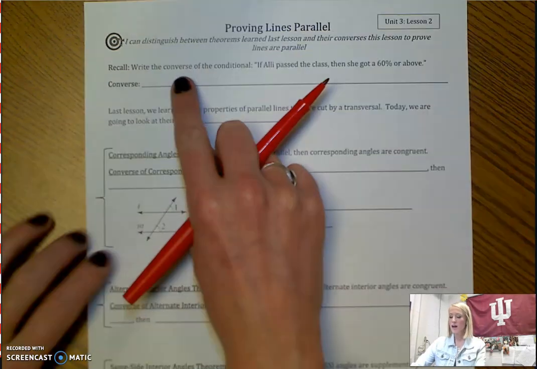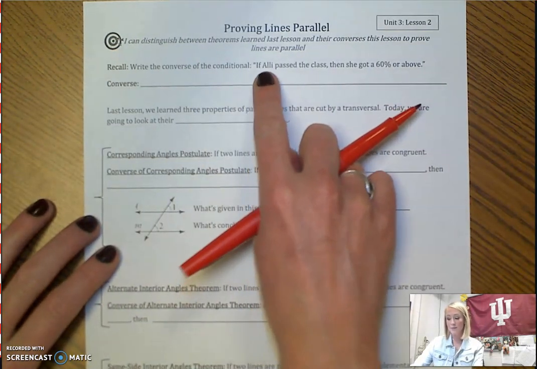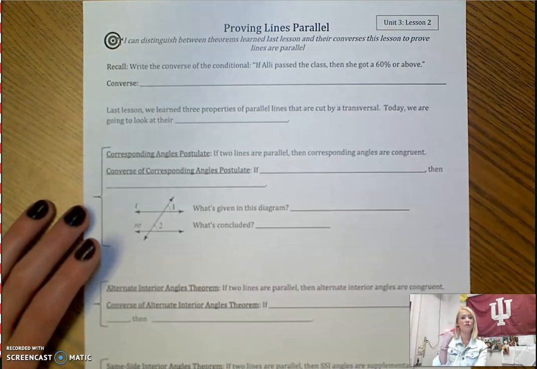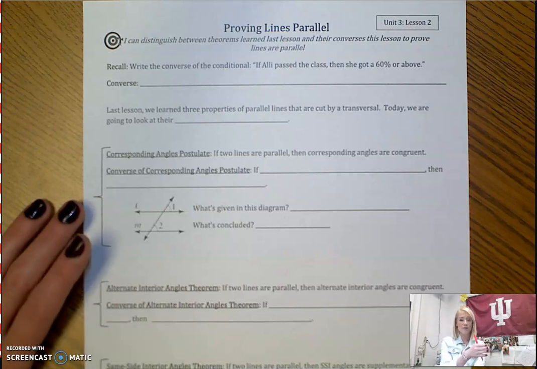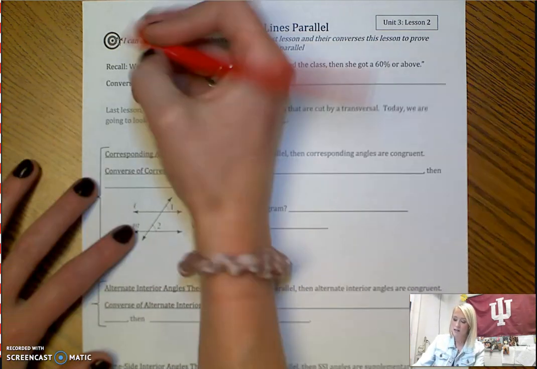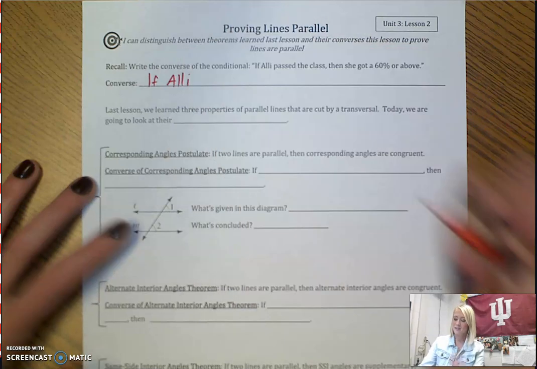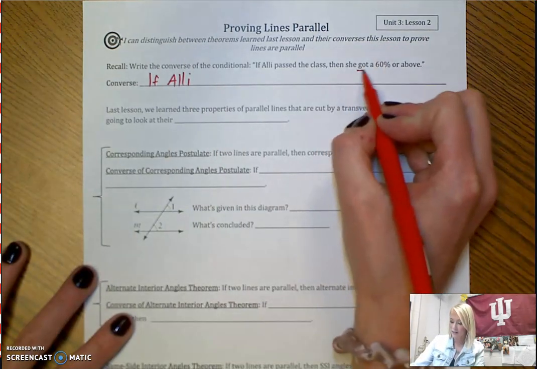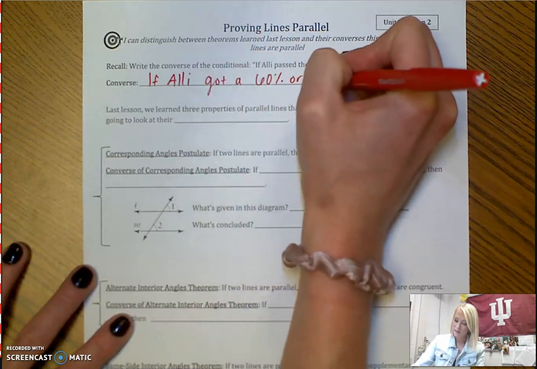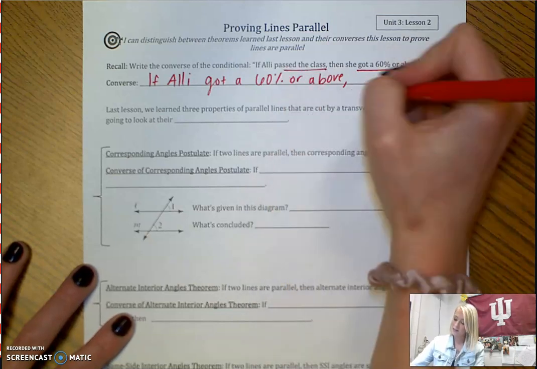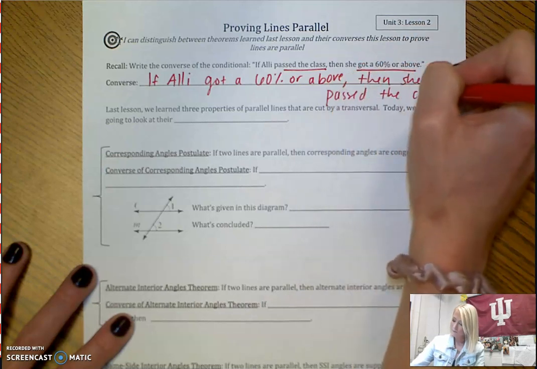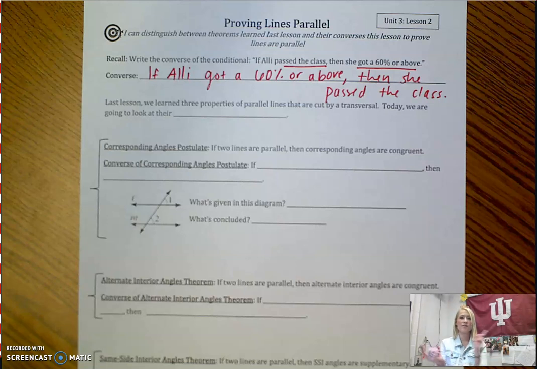So review at the top, say that you've got this conditional statement. If Allie passed the class, then she got a 60% or above. Remember, the converse is just when you flip the statement and you write the conclusion first, then the hypothesis. So if I wrote the converse here, it would say, I'll use my name just so it reads better, if Allie got a 60% or above, then she passed the class. Okay, so converse, flip it.